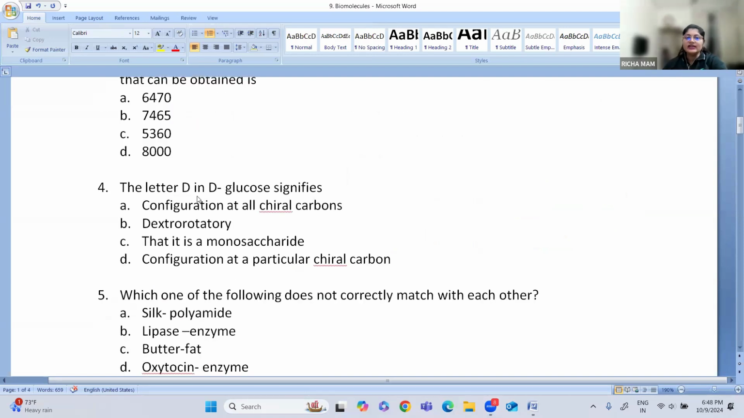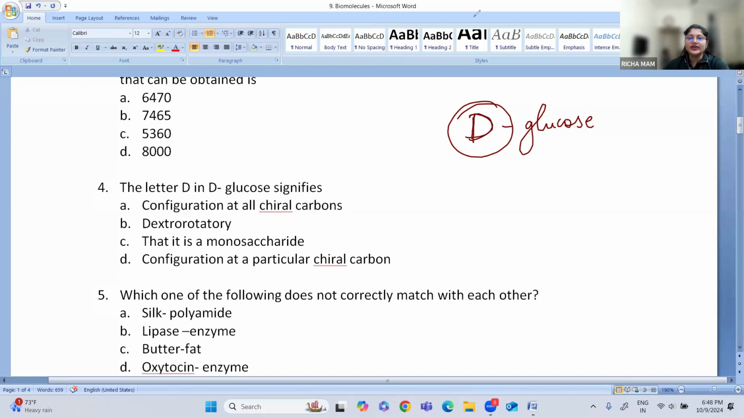The letter D in D-glucose signifies what? We write the sugars like D-glucose and D-glyceraldehyde. So what does this D refer to? What does the D in D-glucose mean?